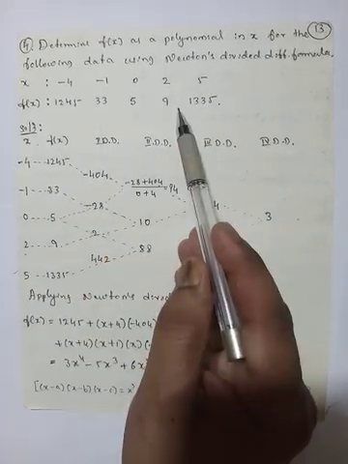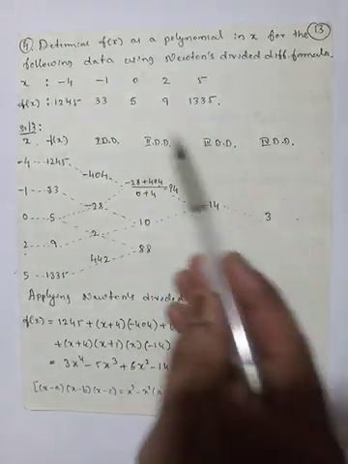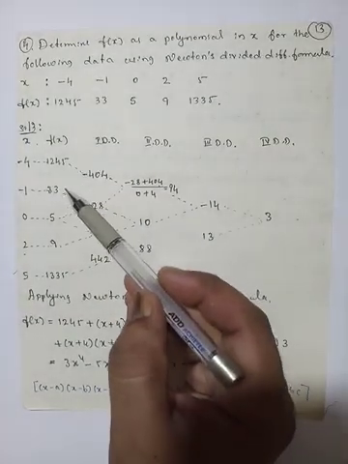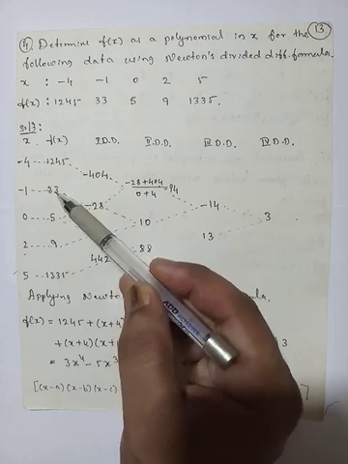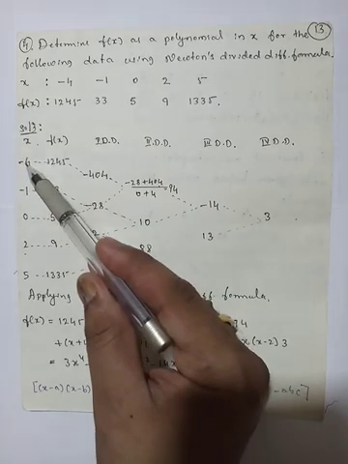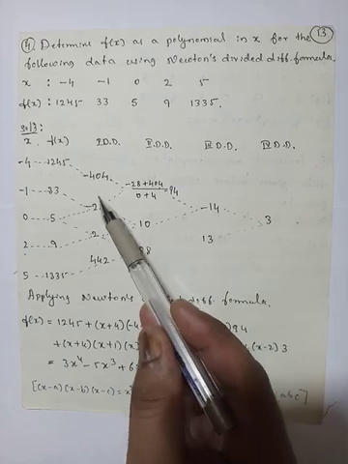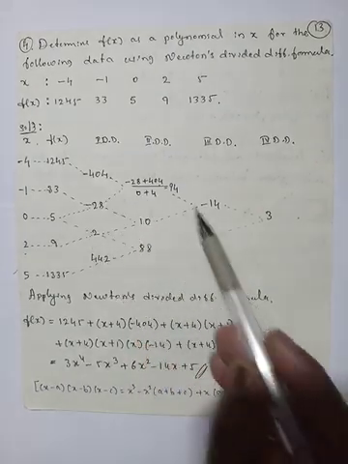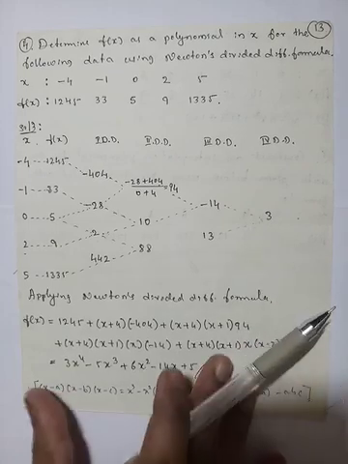So the values of x and y are given. With the help of the given values, we form the table. Again, similarly, as I explained in the previous problem, taking the differences 33 minus 1245 divided by minus 1 plus 4, minus of minus plus, that is minus 404. Likewise, you do the calculation, and you get the numbers up to the four divided differences.